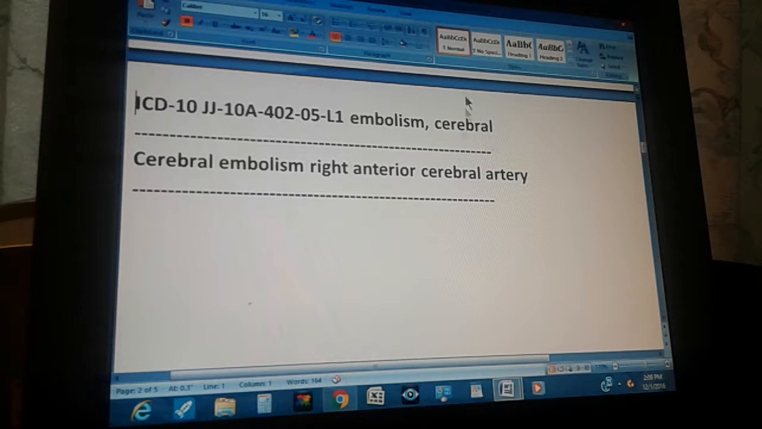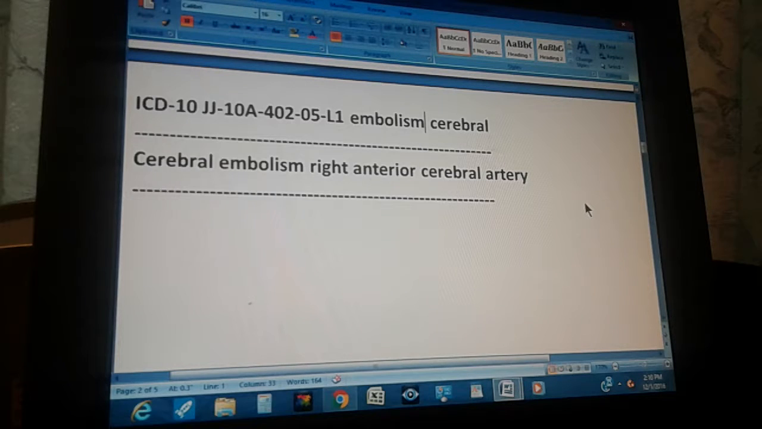ICD-10 CM, page 402, exercise 5, and this is a level 1 exercise. The title reads like this: Embolism, cerebral. All right, and now the text reads like this: Cerebral embolism, right anterior cerebral artery. Okay, that is the diagnosis. So now we're going to count to 3, so you can pause the video and give us the ICD-10 code for this diagnosis.